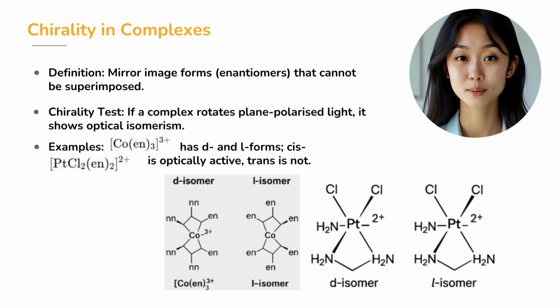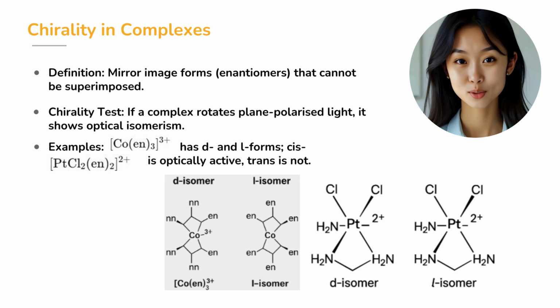A famous example is the complex cobalt with 3 ethylenediamine ligands, written as [Co(en)3]3+. This exists in both D and L forms. Another nice example is platinum with 2 chloride and 2 ethylenediamine ligands, written as [PtCl2(en)2]2+.